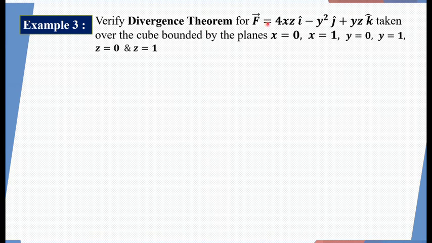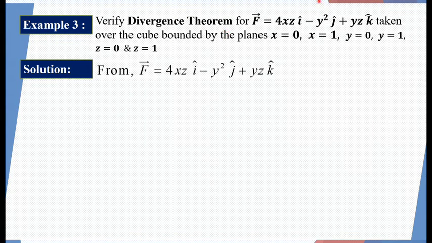Verify divergence theorem for vector f equals 4xz i cap minus y square j cap plus yz k cap taken over the cube bounded by the planes x equals 0, x equals 1, y equals 0, y equals 1, z equals 0 and z equals 1. So we have to verify divergence theorem here. So to solve it, we have vector f as 4xz i cap minus y square j cap plus yz k cap.